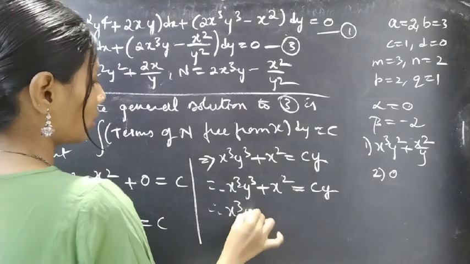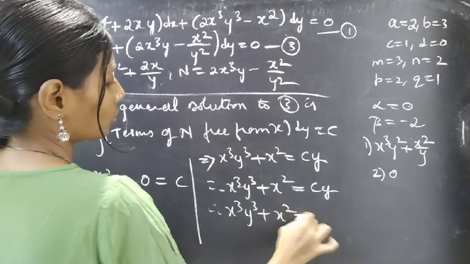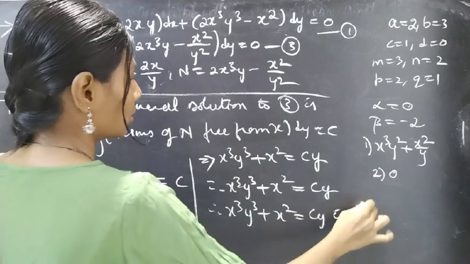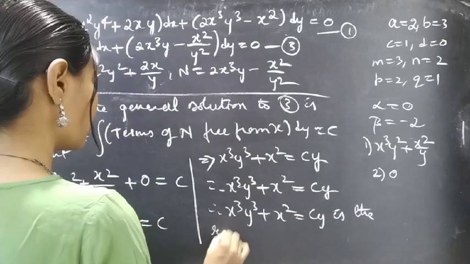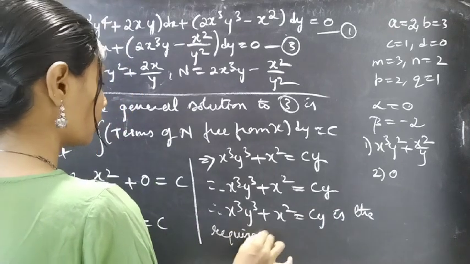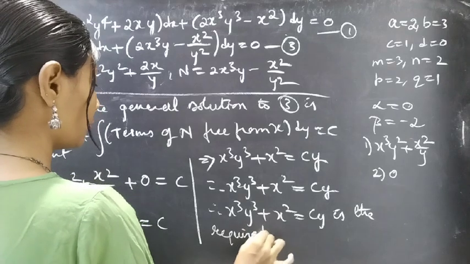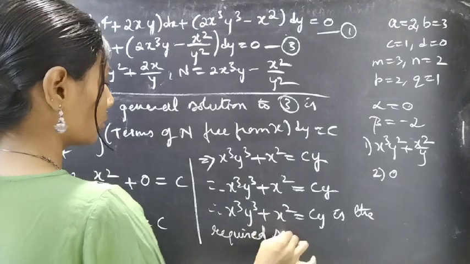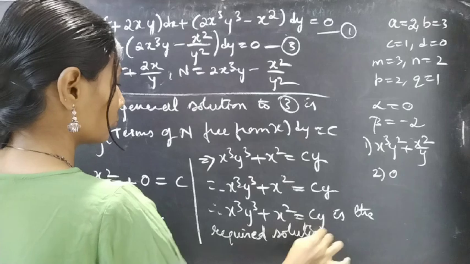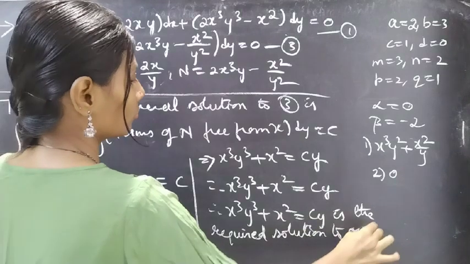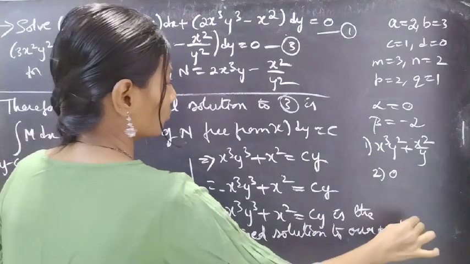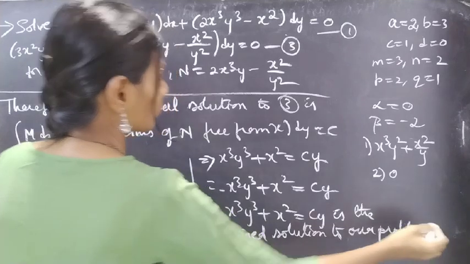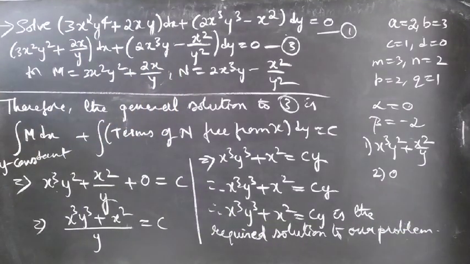Therefore, x cube y cube plus x square equal to cy is the required solution to equation 1, or to the given differential equation. So this completes the problem.